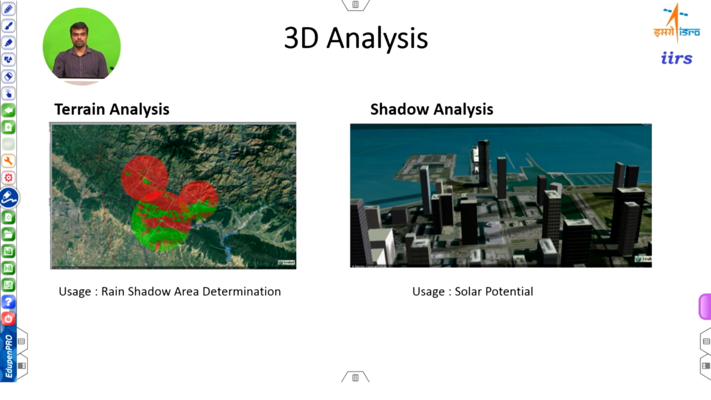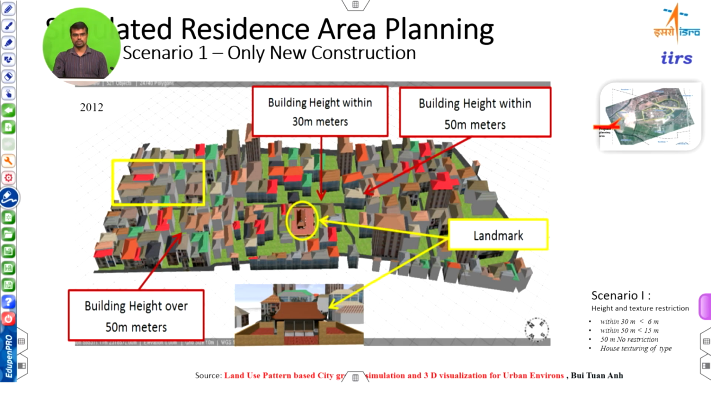There's also the possibility of doing a shadow analysis, which can again be used to identify or quantify the solar potential of each surface of the building. So it allows you to get details in a temporal domain, where we can show how the sun will illuminate a particular building, and 3D GIS can be used.